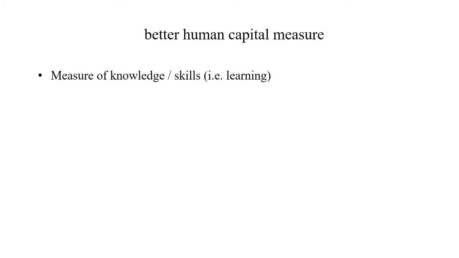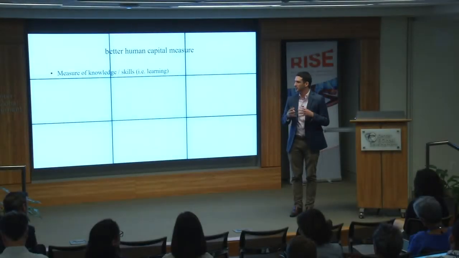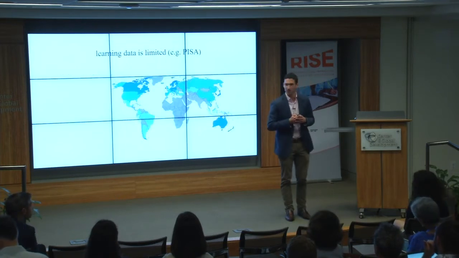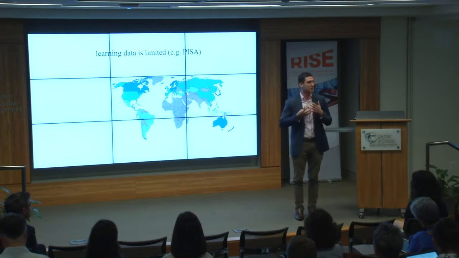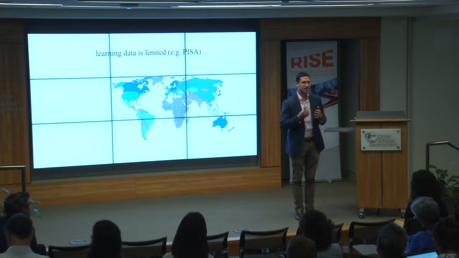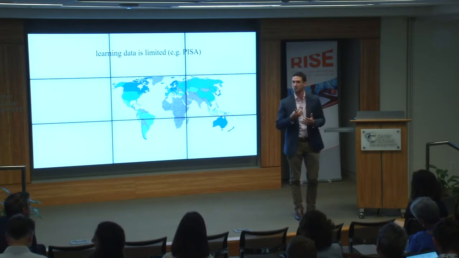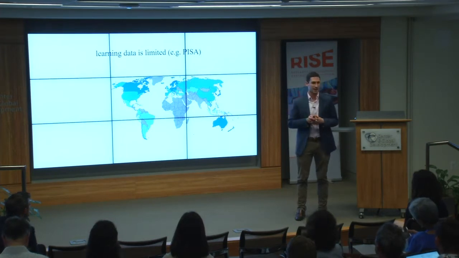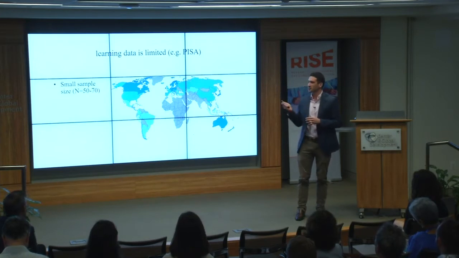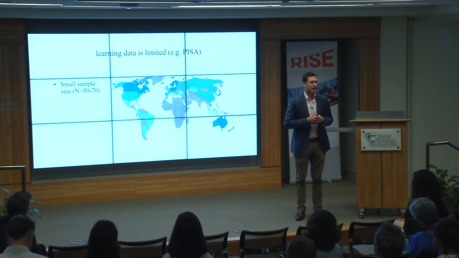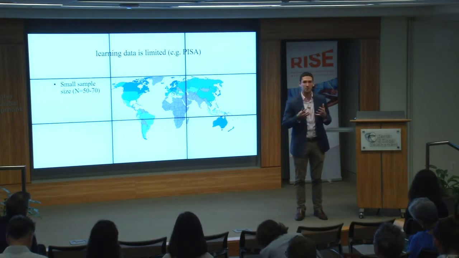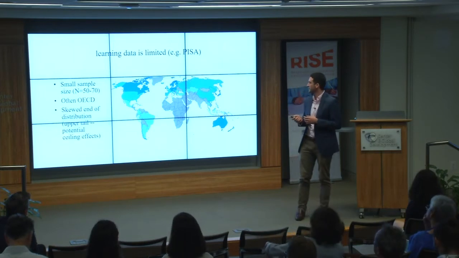So can we come up with a better human capital measure on a global scale that actually measures knowledge and skills and is available across countries and over time? There are a bunch of assessments that do measure learning internationally. Some famous ones: PISA, TIMSS, PIRLS, but they mostly cover North America, Europe, a bit of Asia, some Latin America. You can see a huge omission here in sub-Saharan Africa and many other countries. Small sample size, N of 50 to 70. So it's a small sample, but also a certain tail of the distribution, so there may be a lot of things that we're not learning just from these assessments.